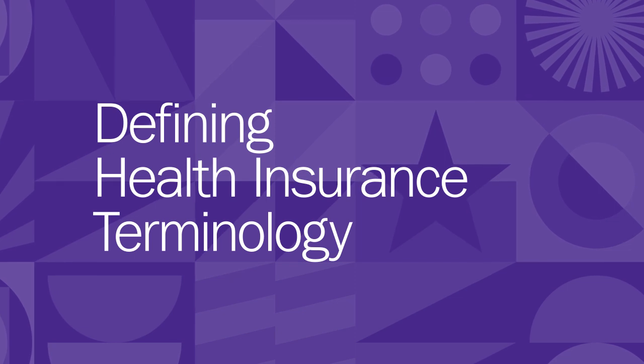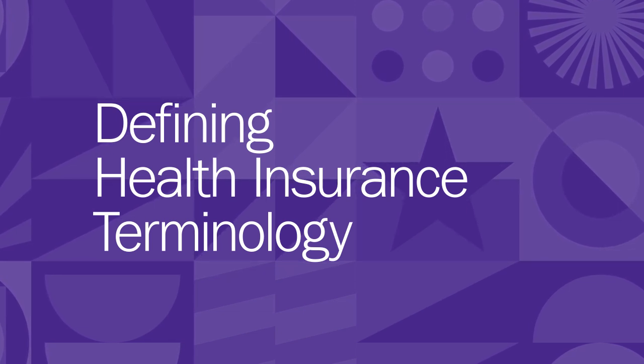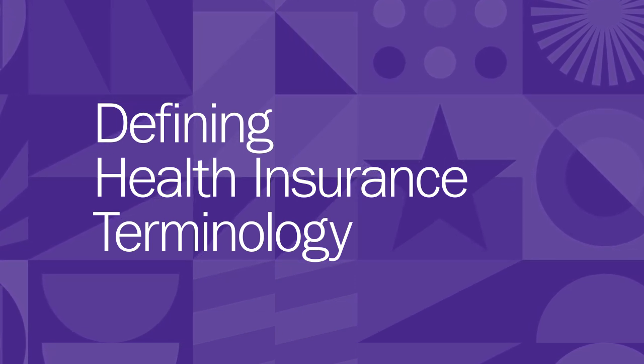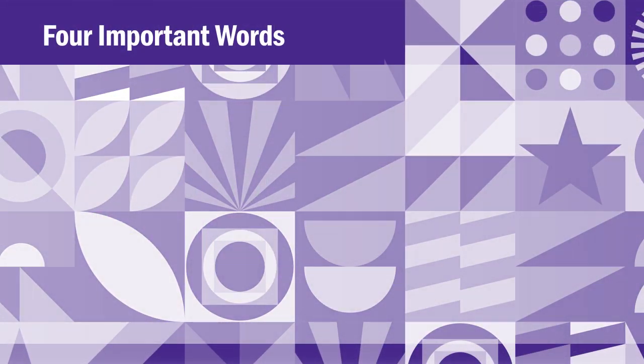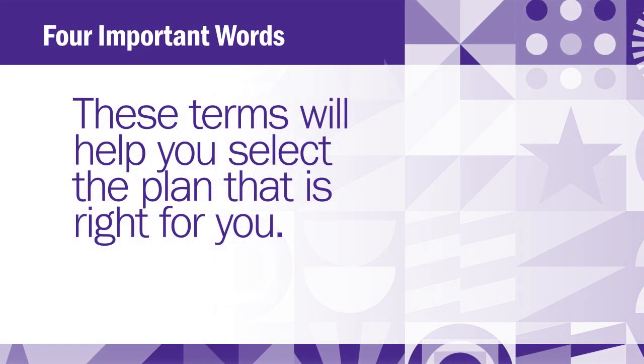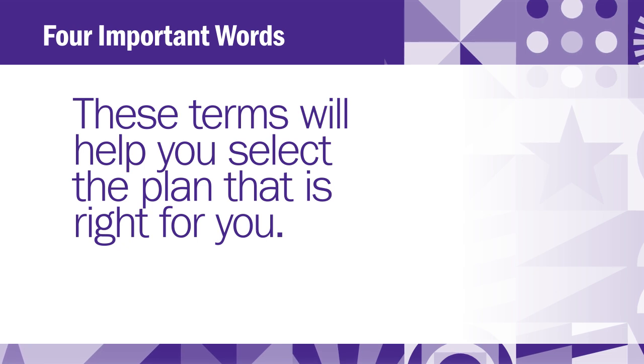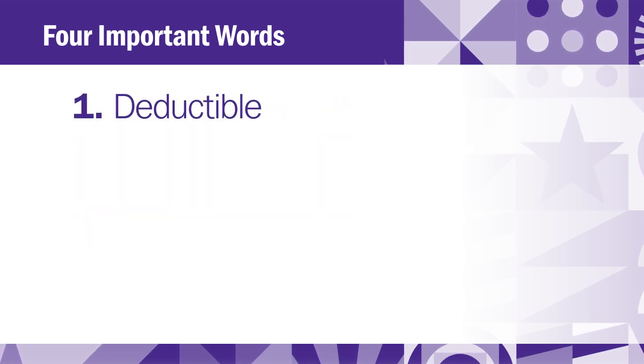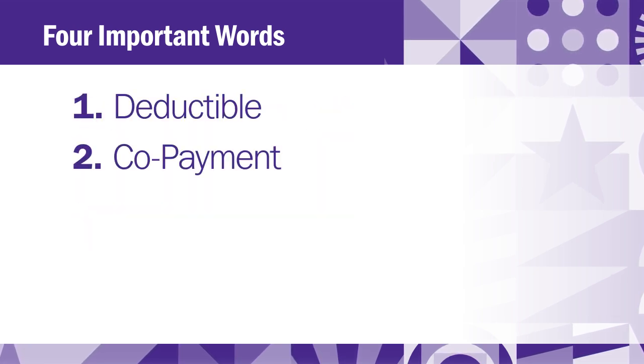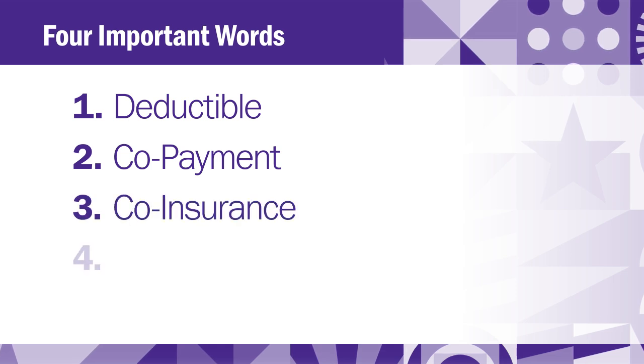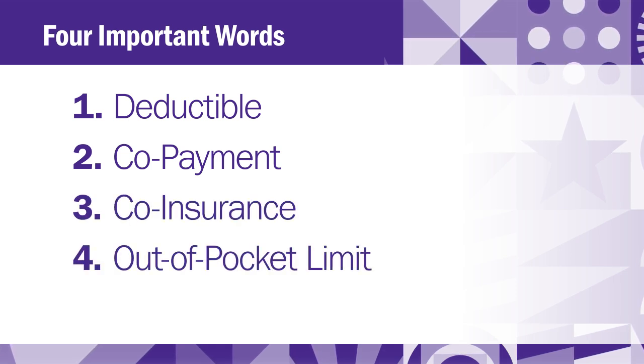I'm here today to define some of the most commonly used yet misunderstood terms in health insurance. There are 4 power-packed words that, once understood, will make it a lot easier for you to select the appropriate plan for you and your family. Those words are deductible, co-payment, co-insurance, and out-of-pocket limit. Even if you think you know what these terms mean, our plans might use them differently.